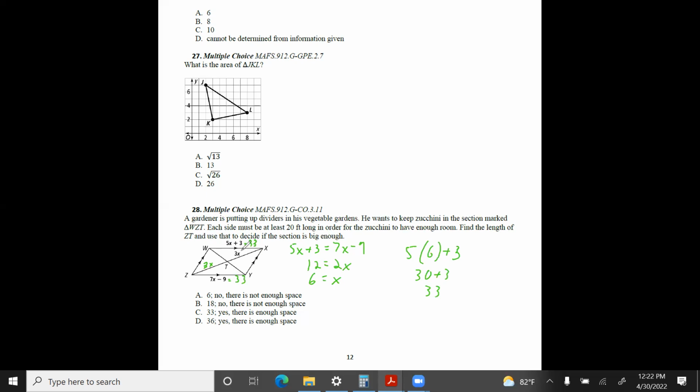All right. Then we also know that this piece that's labeled as 3x, we have 3 times 6, which is 18. They said that each side must be at least 20 feet long for the zucchini to have enough room. So on here, look at this triangle. This one has a length of 18 only on ZT. So no, there's not going to be enough space.